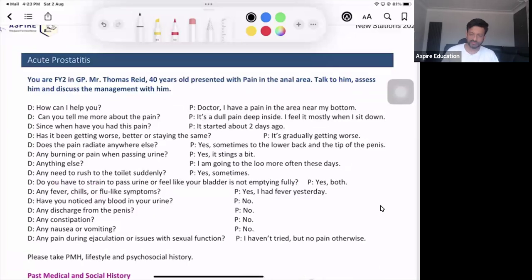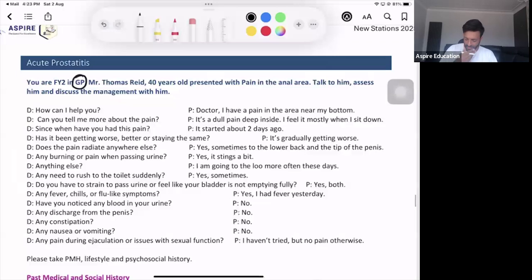Okay, the next one, acute prostatitis. So we have got a lot of stations for UTI, but some scenarios you'll see for prostatitis as well. And what are the things that you will see in these patients? So you are FY2 in the GP, and the patient is 40, has got pain in the anal area.